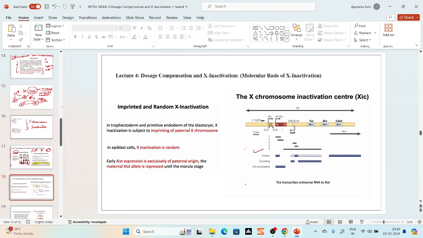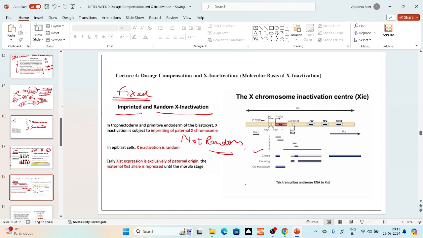That means the X chromosome inactivation event is not random. In this case, it is not random. In the epiblast stage or after it, what happens? Then the X inactivation becomes random. Up till here, before epiblast, it is not random. It is fixed. Okay. So here we have a random X inactivation, and imprinted means it's fixed.